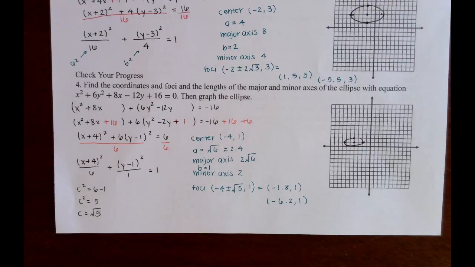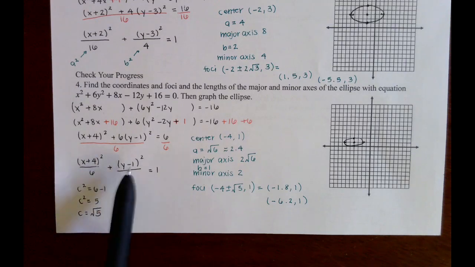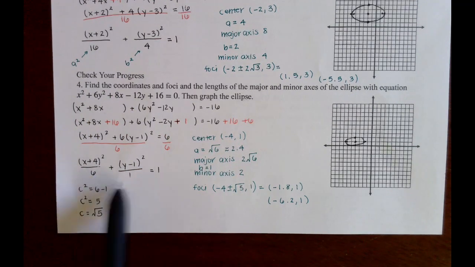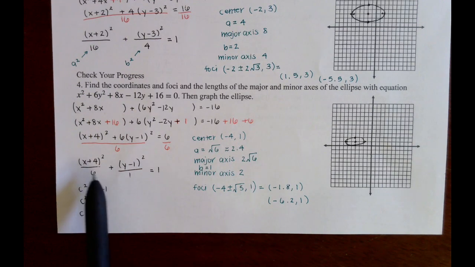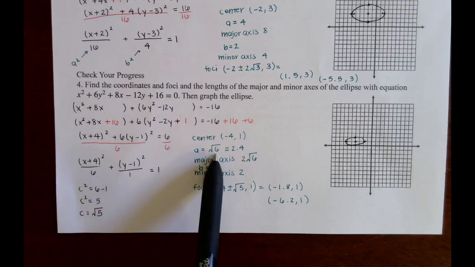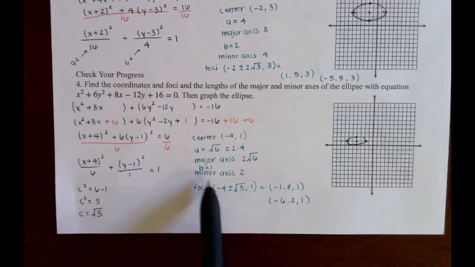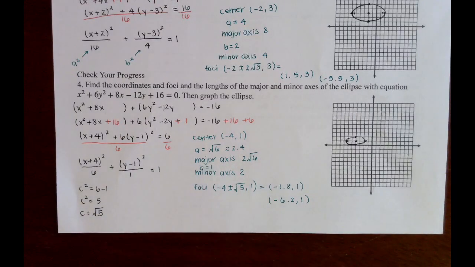Okay, so your equation should have been (x + 4)² over 6 plus (y − 1)² over 1 equals 1. That means your center is at (−4, 1). This is a squared, this is b squared, because 6 is bigger than 1. So if this is a squared, that means a is square root of 6, so your major axis is 2 square root of 6. If this is b squared, that means b is 1, so your minor axis is twice that, so 2.